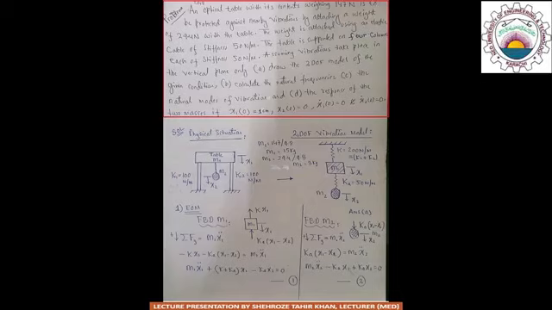Assuming vibrations take place in the vertical plane only, draw the 2 degree of freedom model of the given condition. Calculate the natural frequencies, the natural modes of vibration, and the response of the two masses if x1 of 0 is equal to 1 centimeter, x2 of 0 is equal to 0, x1 dot of 0 is equal to 0, and x2 dot of 0 is equal to 0.